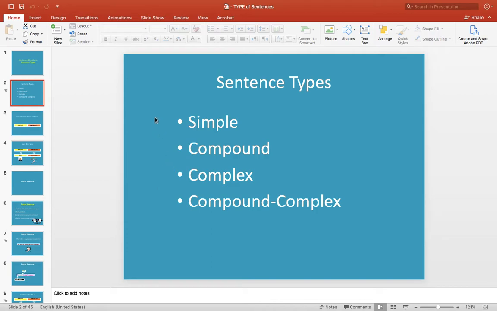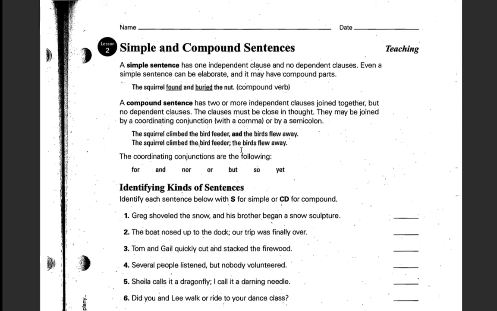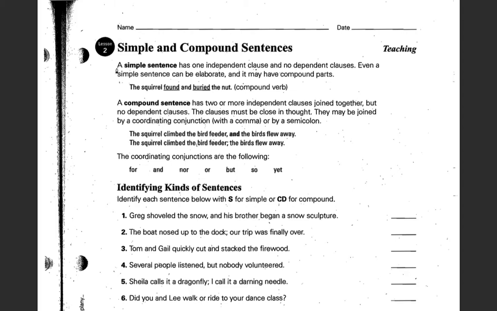But today in this tutorial we will be only covering the first two sentences, which are simple sentences and compound sentences. So a simple sentence has one independent clause and no dependent clauses. So a simple sentence is made of only one clause that cannot be divided into two other clauses. So it has a subject, a verb, and of course a complete thought since it's an independent clause.